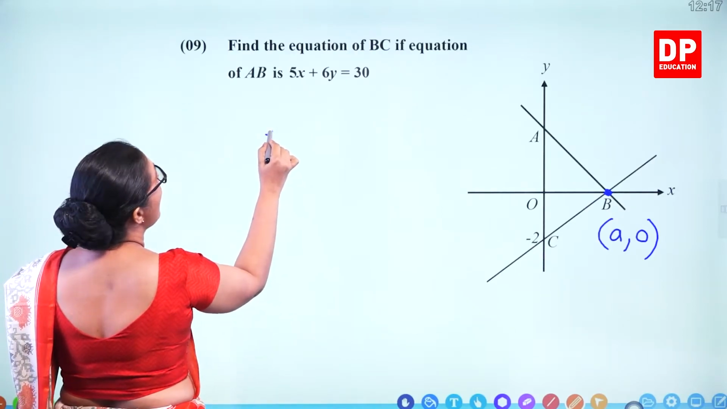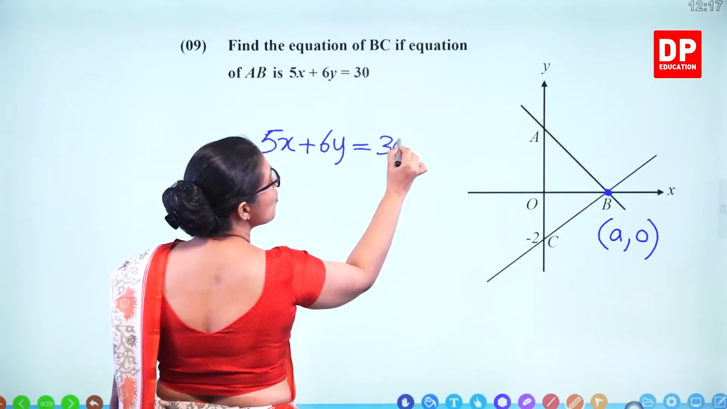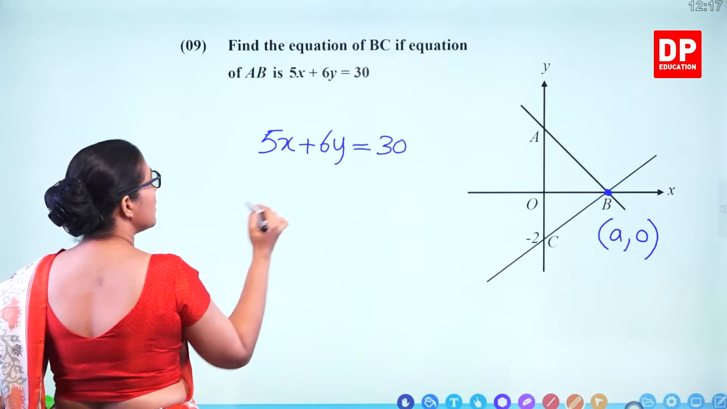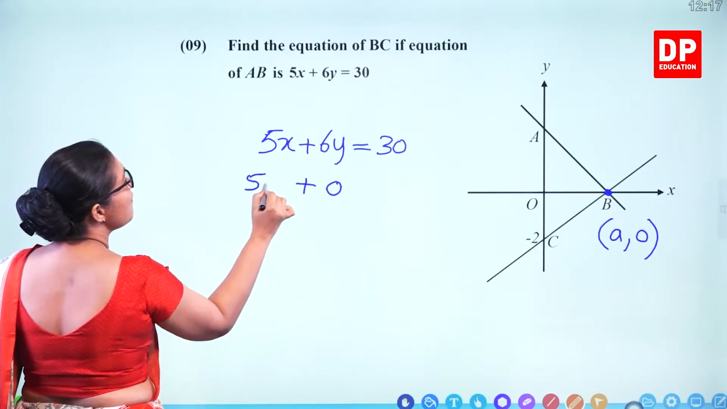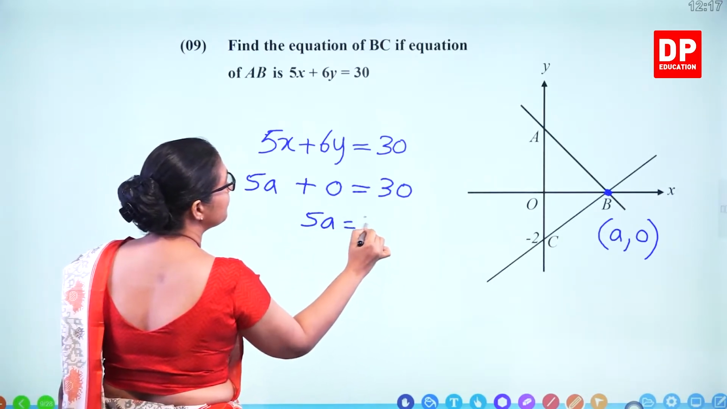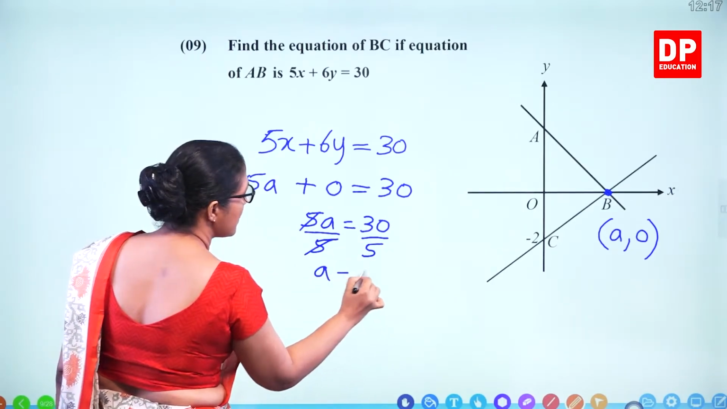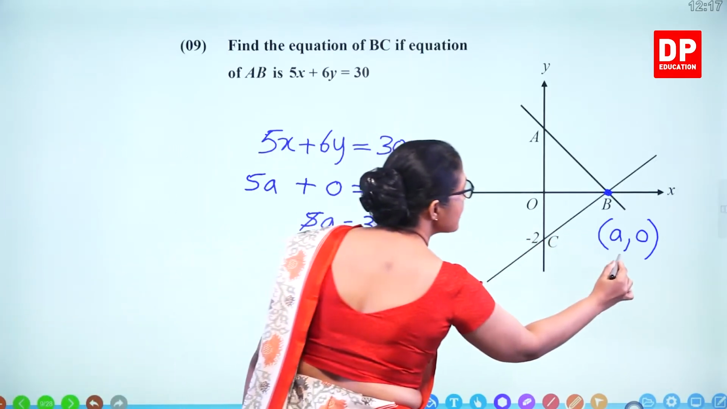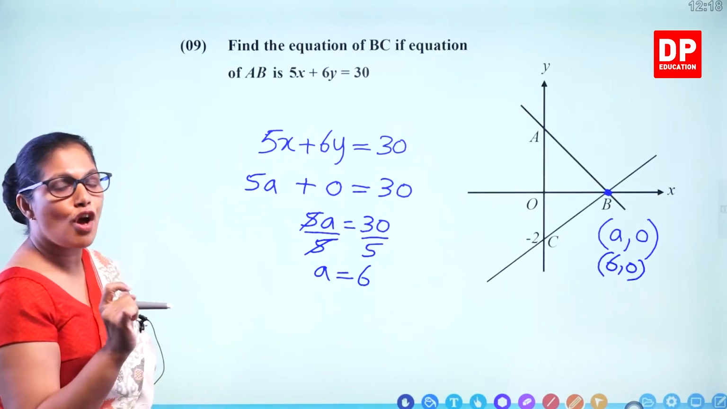So 5x plus 6y equals 30. When y equals 0, you can substitute 0 here. x is a, so 5a equals 30. So what is the a value? a becomes 6. a is 6 means now we have the point (6, 0). Now we can find the equation of BC.